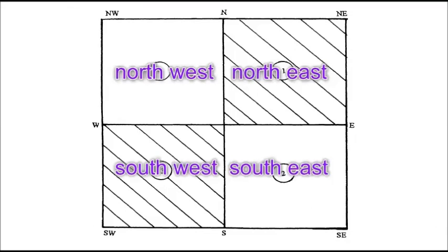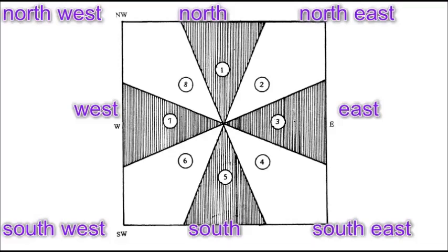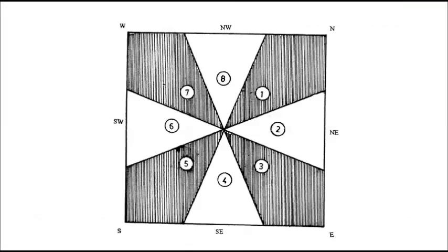Here the plot is divided into 4 sectors: one as northeast sector, 2 as southeast sector, 3 as southwest sector, and 4 as northwest sector. To have a clear idea about the sectors, it is further divided into 8 sectors. First north, second northeast, third east, fourth southeast, fifth south, sixth southwest sector, seventh west, eighth as northwest sector.